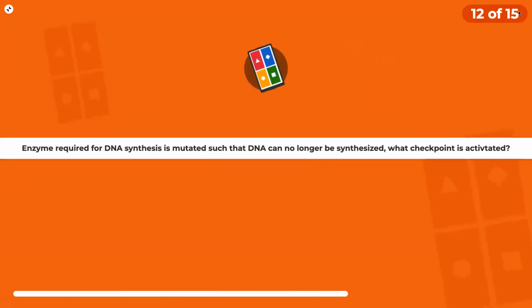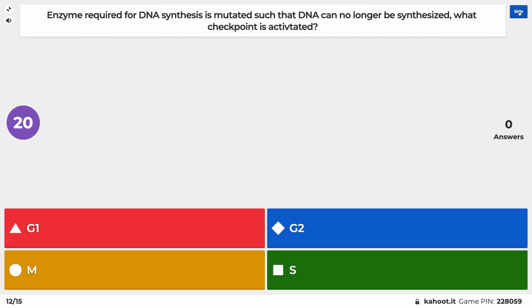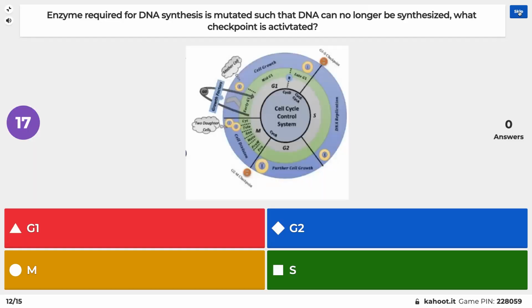Ignore the grammar on this one. I hit the word limit, so I had to make it choppy. But the enzyme required for DNA synthesis is mutated such that DNA can no longer be synthesized. What checkpoint would this activate or trigger?